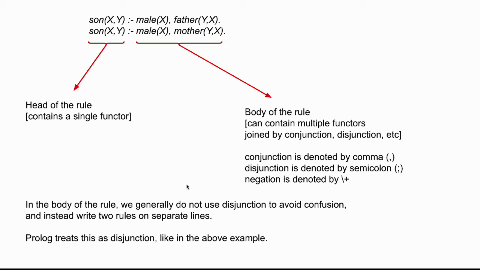Now in the body of the rule, we generally do not use disjunction because it may cause confusion by unnecessarily making the rule quite big. So instead we write the rules in two separate lines. For example, here male of x comma mother of y comma x could have been written in the first sentence also by using a semicolon, but we wrote a separate line just because it makes it more clear to understand, and Prolog basically treats this as a disjunction. This is just a programming preference that people use, but it is not necessary. You could write everything in one sentence if that is what makes you feel more comfortable.